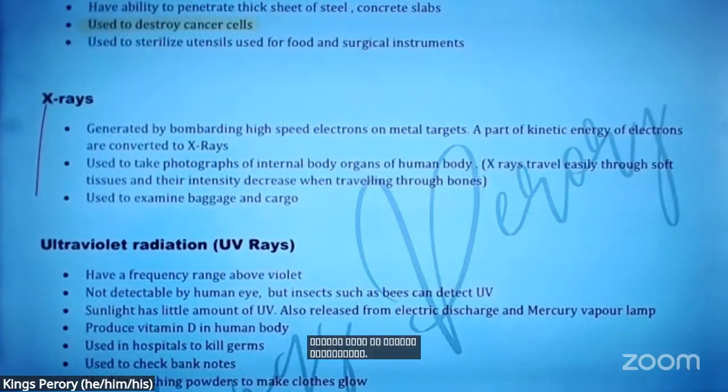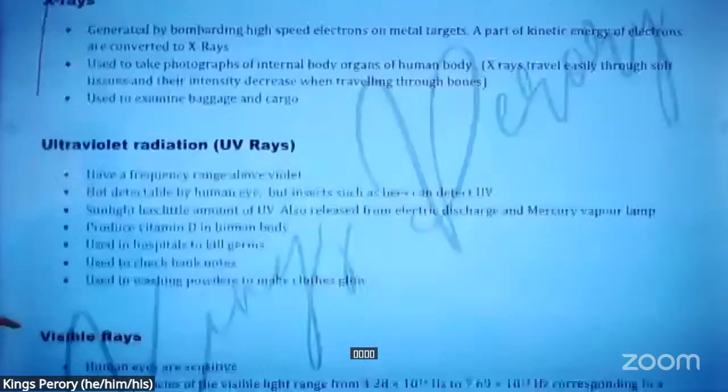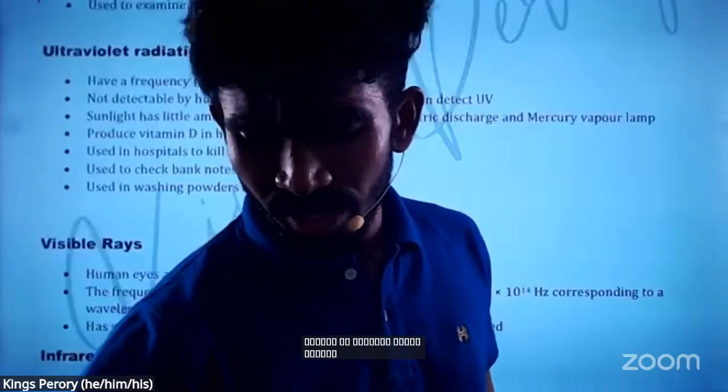X-rays are used to examine baggage and cargo. Right, that's about X-ray. Next, going to ultraviolet radiation, UV rays.